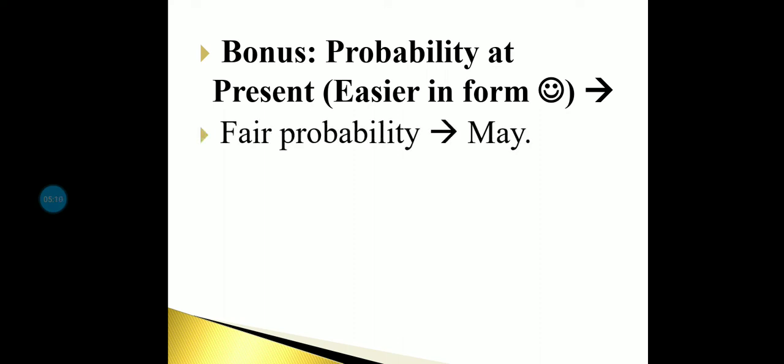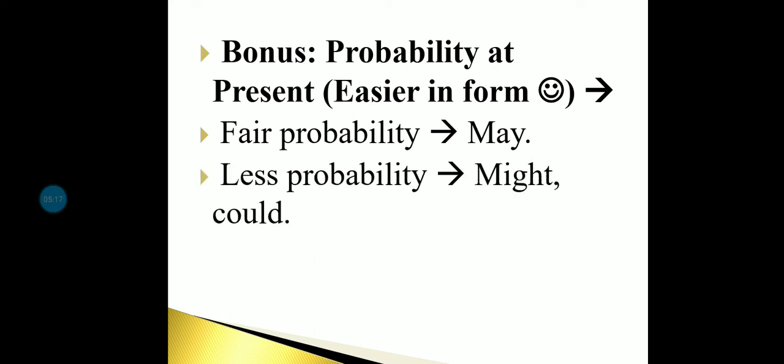Now, there's a little bonus here I give you, that is how to suggest or express probability at present, which is supposed to be easier in form because you simply use may to express fair probability and might or could to express less probability. And also I have some examples for you to see.